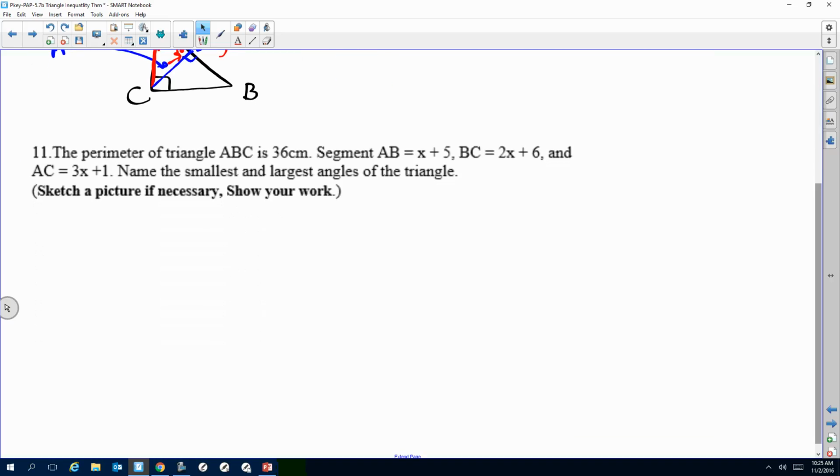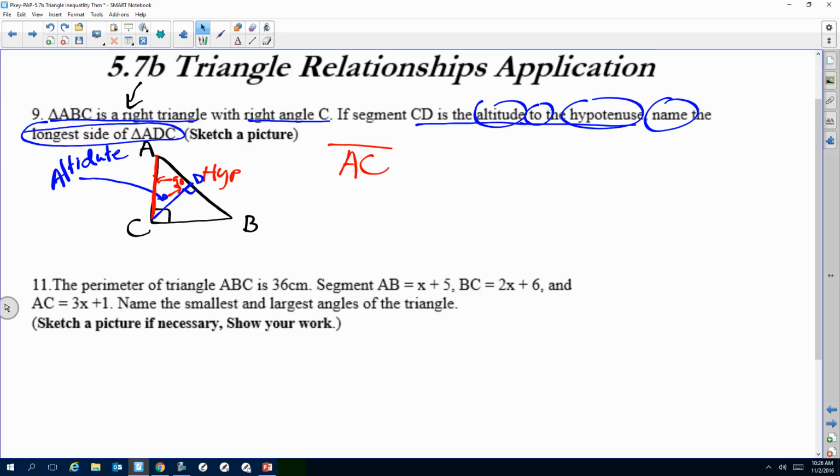All right, 11. We're going to do another one. Then you would work back from there. So you go big, middle, small. Because it's the biggest side in the triangle ADC.